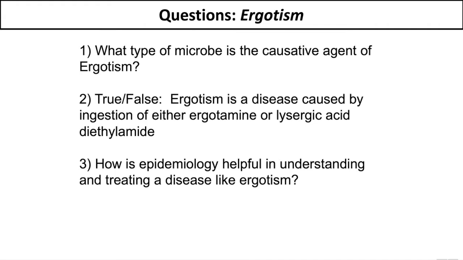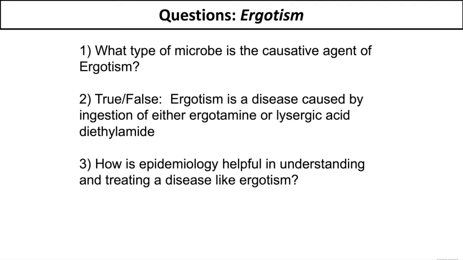And so when you see a statement like this, and within one statement is something that is both true and something that is false, the one false part negates the entire thing. So you end up having to say the whole thing is false, even though it's part true, but altogether it's all false. Okay, so three, how is epidemiology helpful in understanding and treating a disease like ergotism?